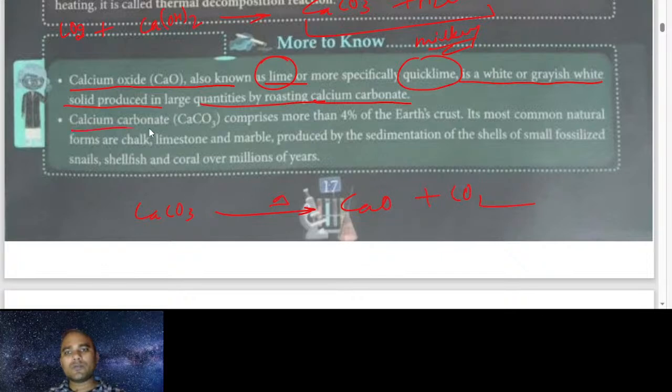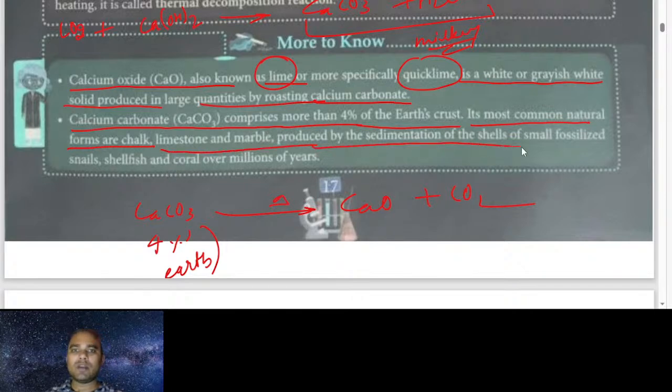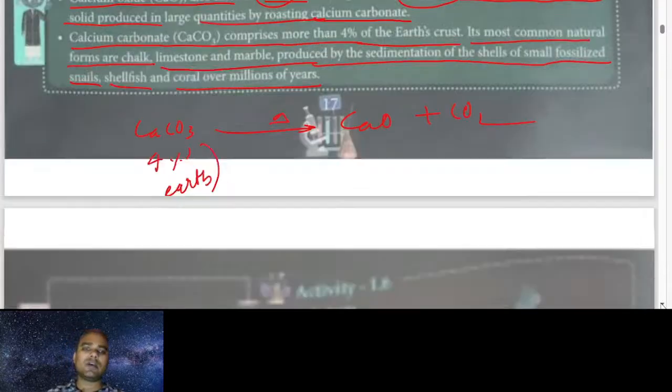Now calcium carbonate comprises more than 4% of the earth's crust. How much, student? 4%. It is the most common natural form of chalk, whatever we write on the board, student. Limestone and marble are produced by sedimentation of the shells of small fertilizer, snails, shellfish and coral over millions of years. So these were the answers.